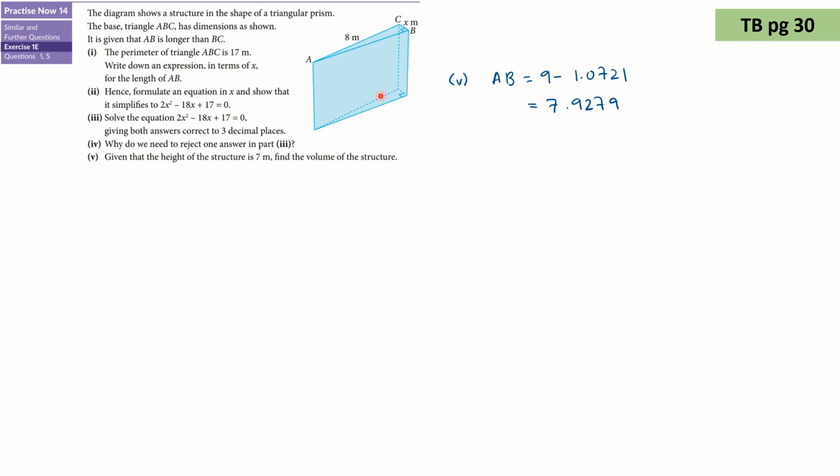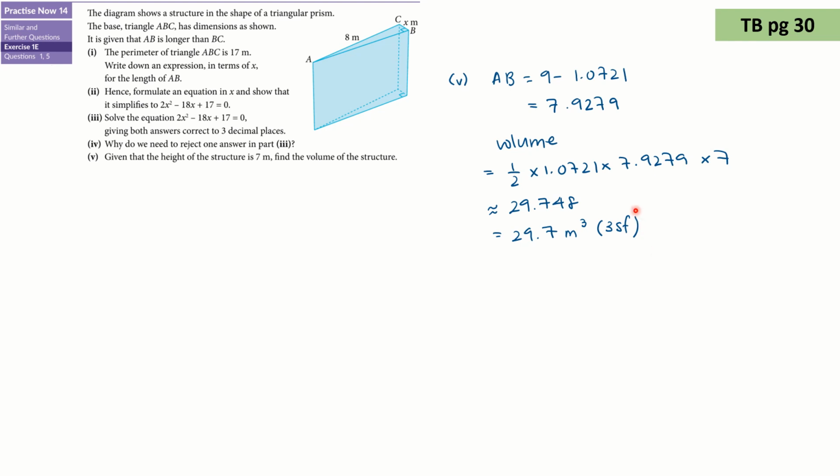7.9279. So volume for a prism will be half times base times height of the triangle, then times height of the structure itself, because we need to find the base area of the triangle, then times height. So the base area, which is the triangle, will be half times base times height. That will be half times 1.0721 times 7.9279, followed by times 7, and then we will get 29.748, and finally 29.7 meter cube after rounding off to 3 significant figures.